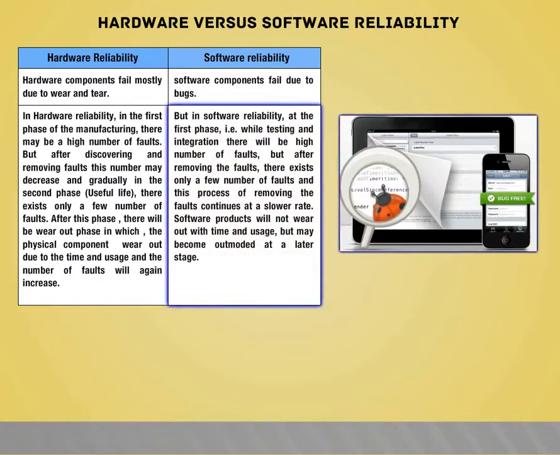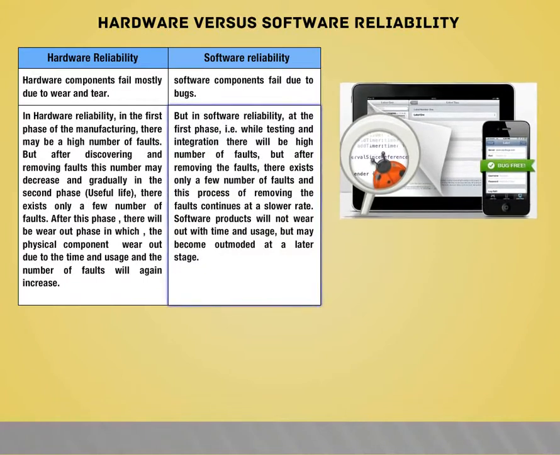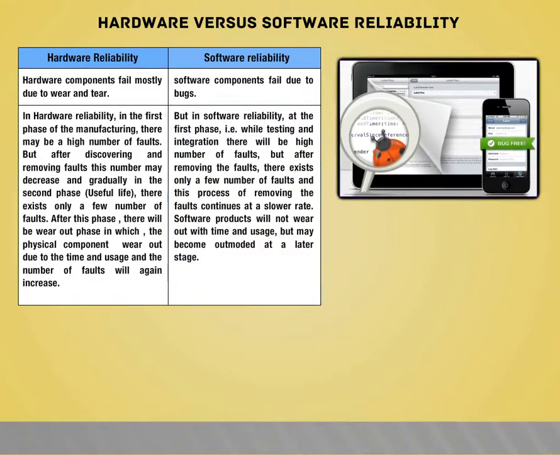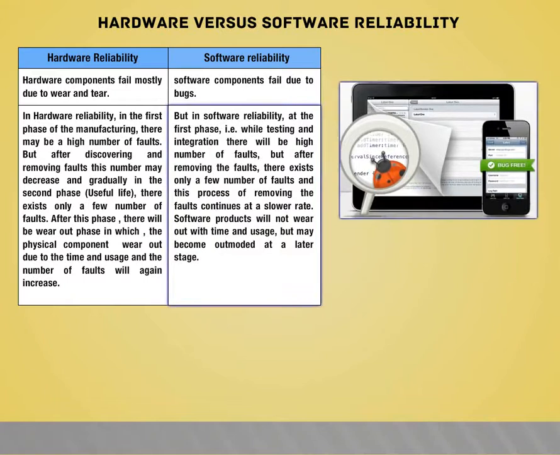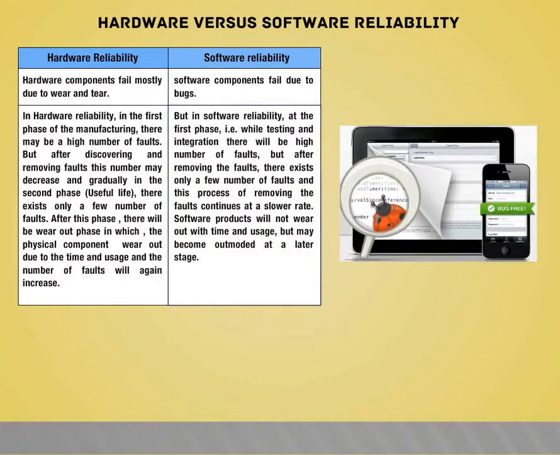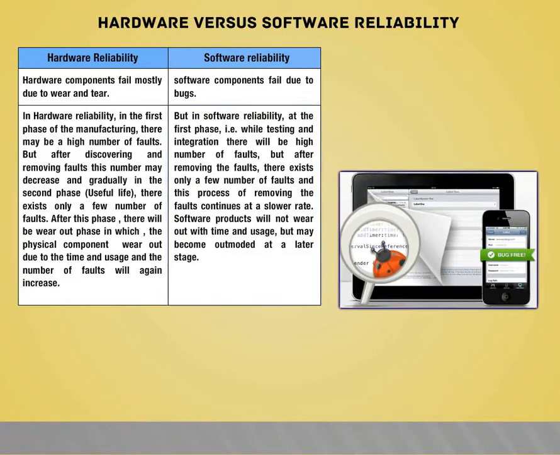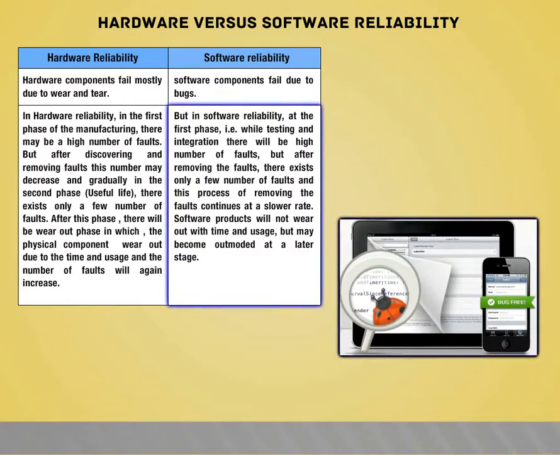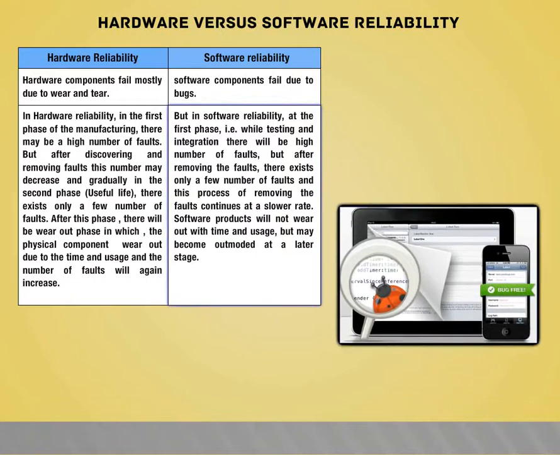But in software reliability, at the first phase, that is while testing and integration, there will be a high number of faults, but after removing the faults, there exists only a few number of faults, and this process of removing the faults continues at a slower rate. Software products will not wear out with time and usage, but may become outmoded at a later stage.